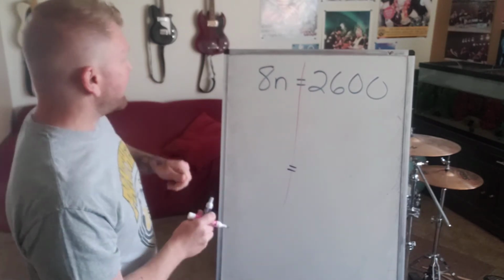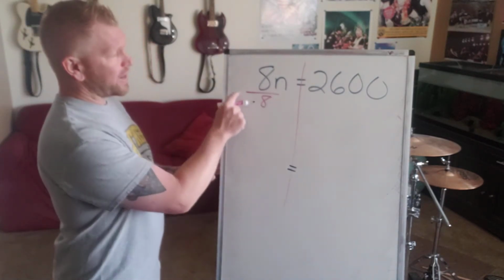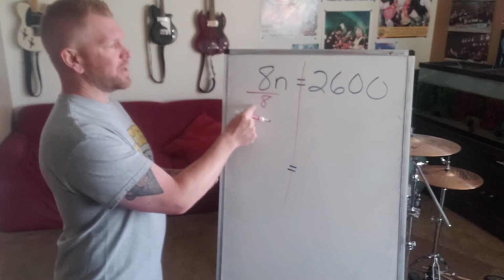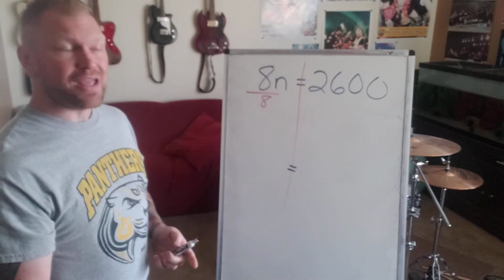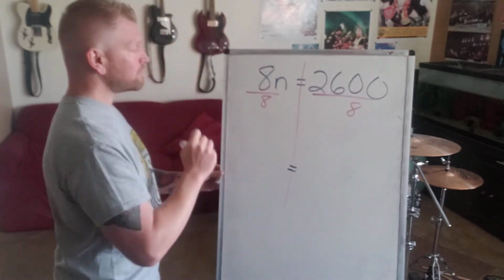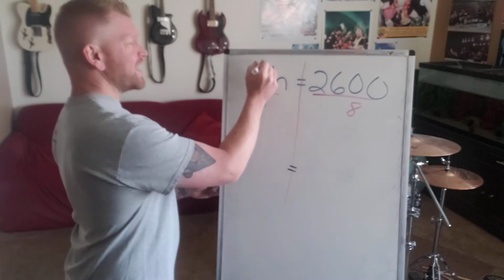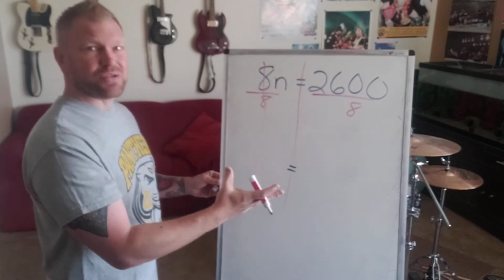Now, in algebra, you're usually going to see a fraction bar as a division sign. So a fraction bar means divide. This means divide by 8. What side am I going to divide by 8? The answer is both sides. Divide this side by 8 as well. Okay, now, if you're multiplying by 8 and dividing by 8, they cancel each other out, just like when it was adding and subtracting.